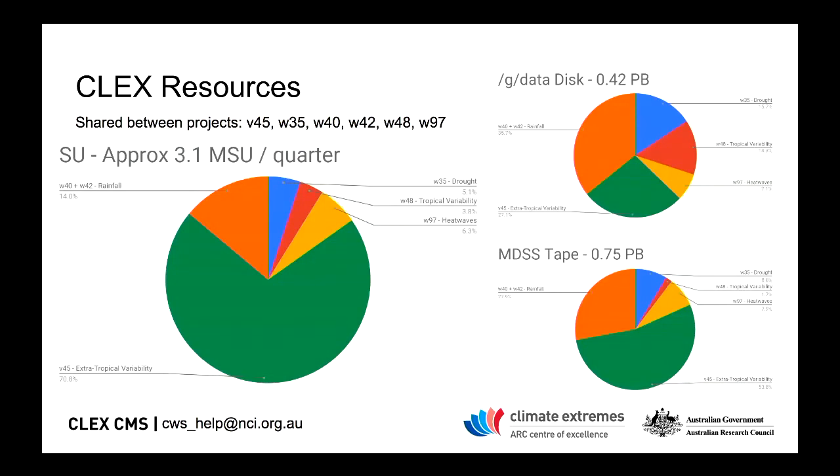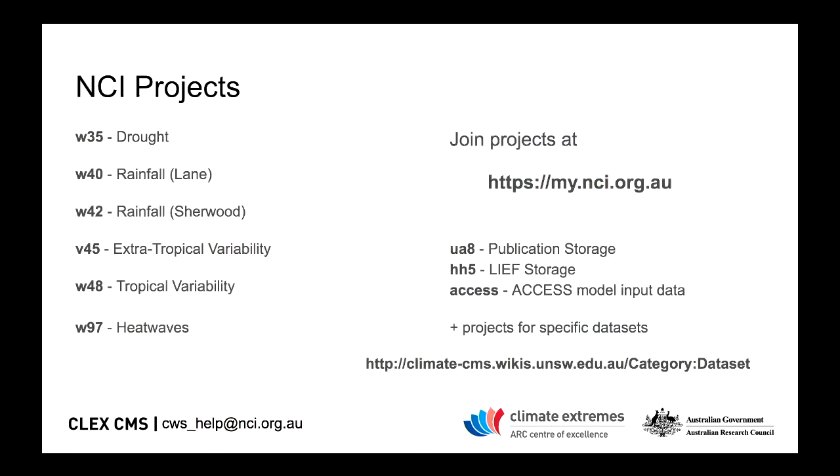We've got about 0.4 petabytes of storage on G-data, and a lot of storage on tape as well, 0.75 terabytes. And that's split between a number of projects at NCI. So we've got things like extratropical variability, which uses a lot of the compute time for their high-resolution ocean runs, rainfall, drought, tropical variability, and heat waves. So we've got a bunch of different projects at NCI, 6 projects for the general computing stuff, as well as a bunch of data projects.